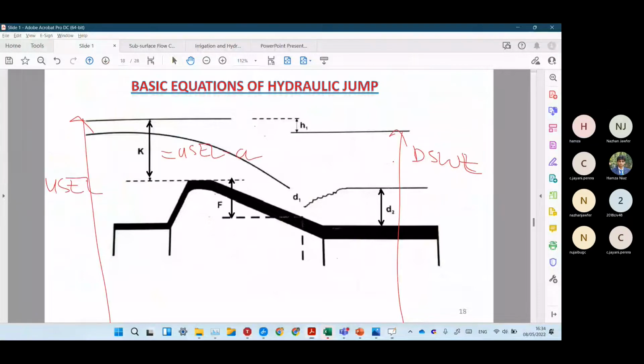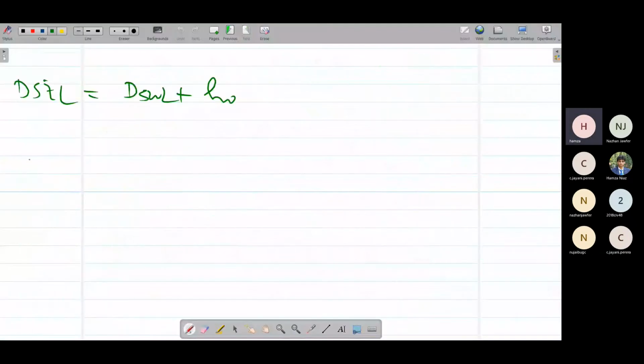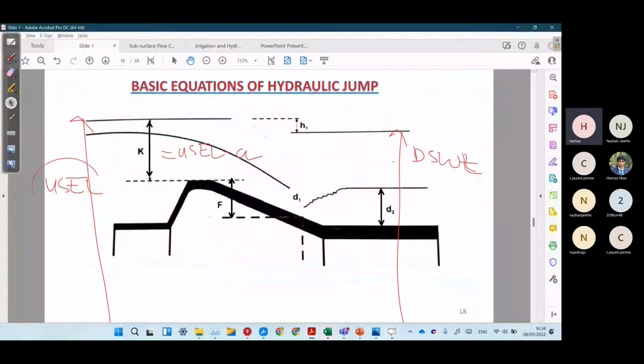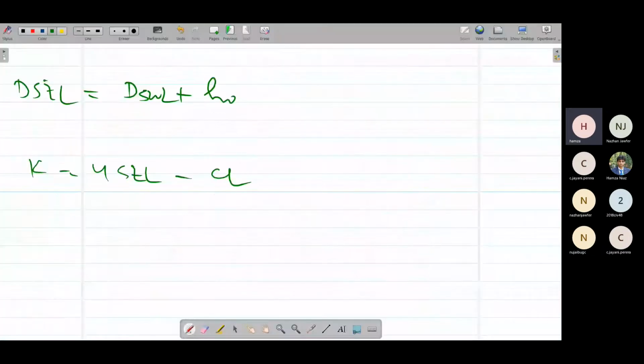So simply, K value would be upstream energy level minus crest level. This crest level. So we can get this K value. And the head loss would be upstream energy level minus downstream energy level. This thing H1, this is HL. So HL or L would be upstream energy level minus downstream energy level. We are writing here head loss as simply L. Simply subtract them, we'll get this head loss value.